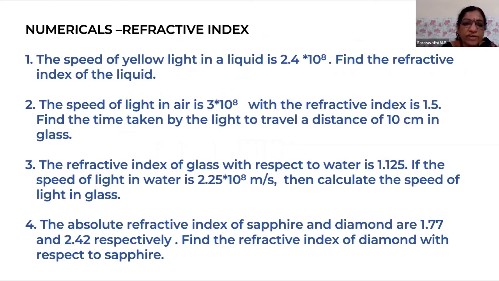Refractive index of glass with respect to water is 1.125. The speed of light in water is 2.25 into 10 to the power 8 meter per second. Calculate the speed of light in glass. This is similar to what we did just now. Can you do it?